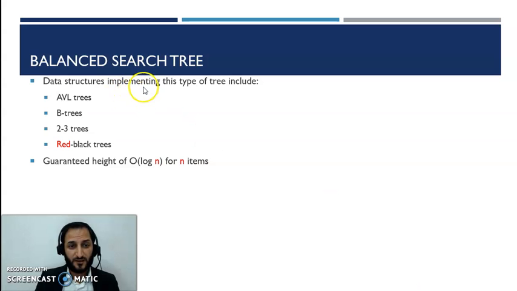Examples of these data structures are the AVL trees, the B trees, the 2-3 trees, and the trees that we will discuss in this session, red-black trees. And that means that any balanced search tree with n items will have a height of big O of log n.